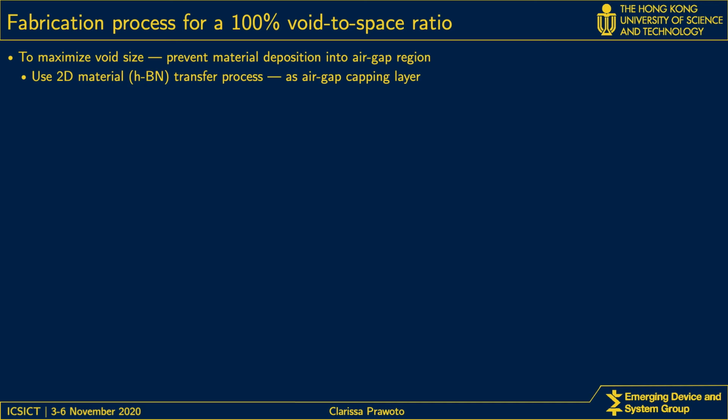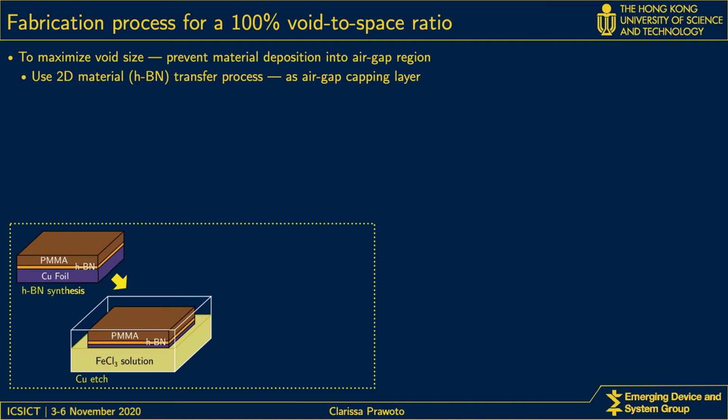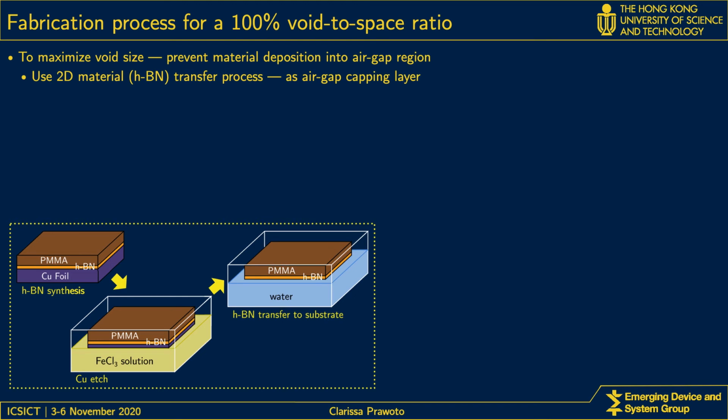The 2D material is transferred as an air gap capping layer. Here are the fabrication steps. First, we synthesize hexagonal boron nitride, or HBN, on a copper foil and then coat it with PMMA. Then the copper is dissolved in FeCl3 solution and the film is transferred to DI water.